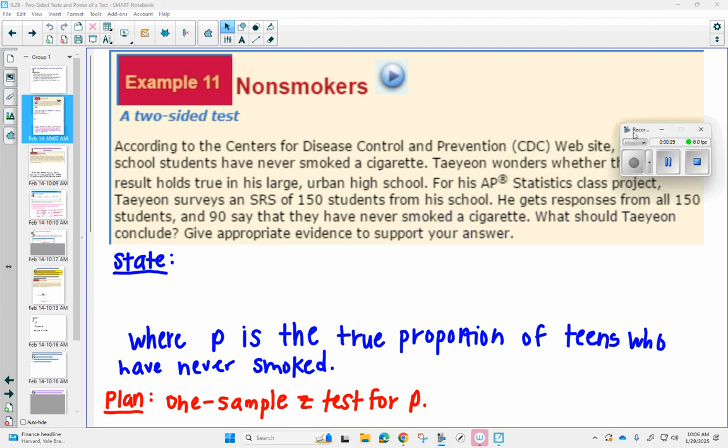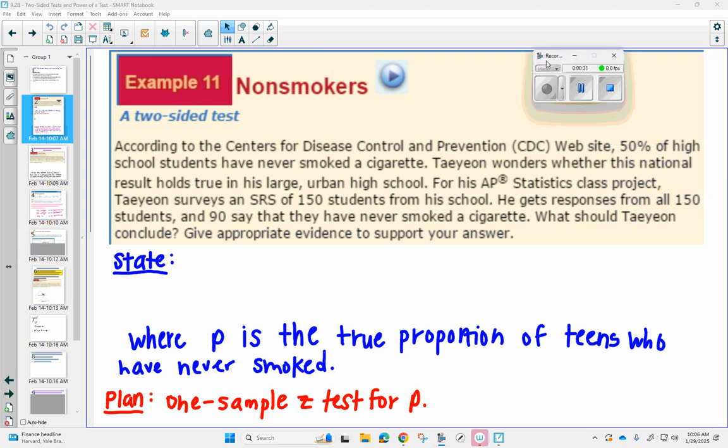According to the Centers for Disease Control and Prevention website, 50% of high school students have never smoked a cigarette. Taeyeon wonders whether this national result holds true at his large urban high school. For his AP Statistics class project, Taeyeon surveys an SRS of 150 students from his school. He gets responses from all 150 students, and 90 say they've never smoked a cigarette. What should Taeyeon conclude? Give appropriate evidence.